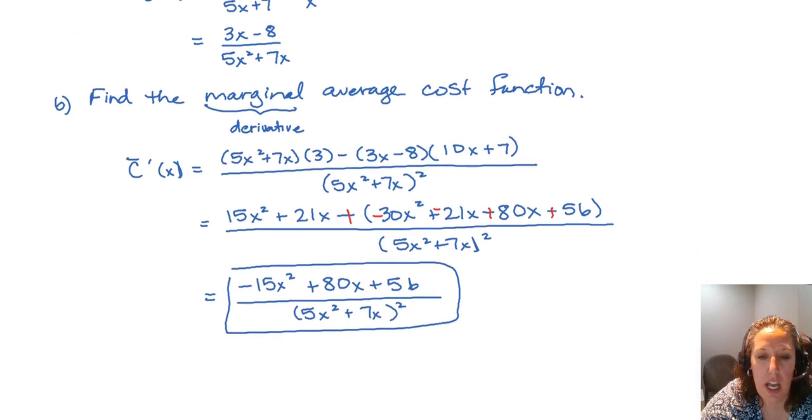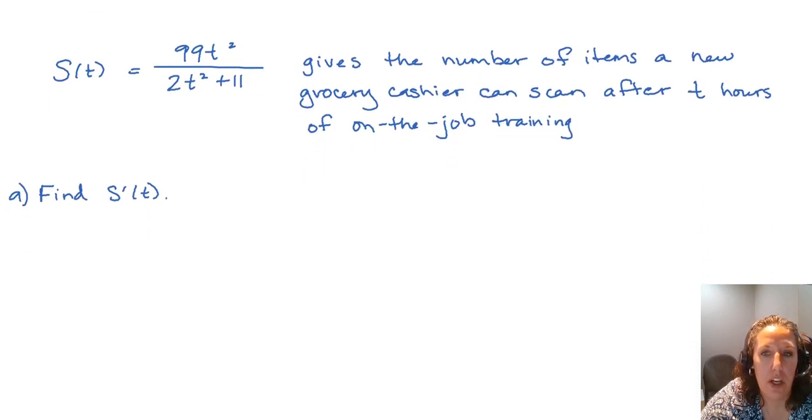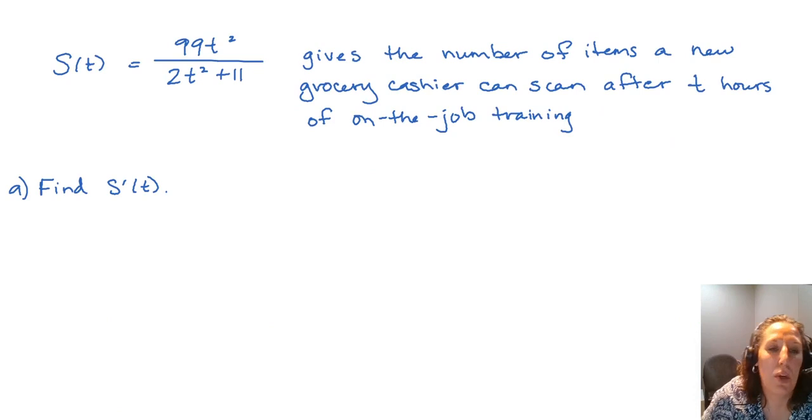All right, let's take a look at another example. Here we have s of t equals 99t squared all over 2t squared plus 11. And this gives the number of items per minute that a new grocery cashier can scan after t hours of on-the-job training. Part A is asking us to find s prime of t. So let's find that derivative.